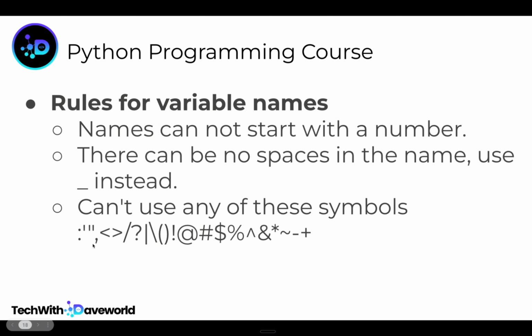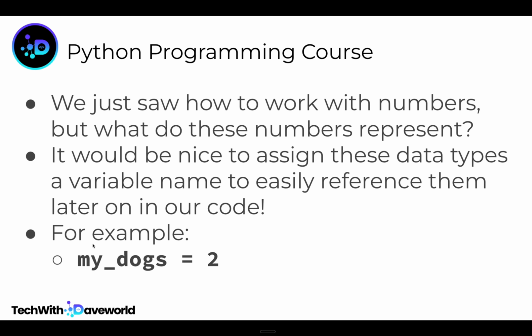There can be no space in the name. You have to use underscore instead, like what we saw in this example also. We can't leave a space when we are trying to name a variable. We have to use underscore instead of that space.